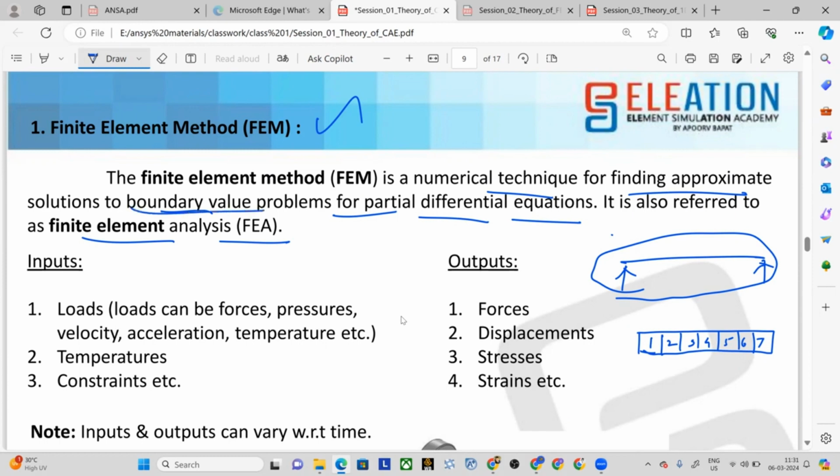And what is the meaning of boundary value? It means it is simply supported, right? So the beam cannot go in this direction. Certain degrees of freedom have been arrested at both the ends. So those are nothing but the boundary value things.